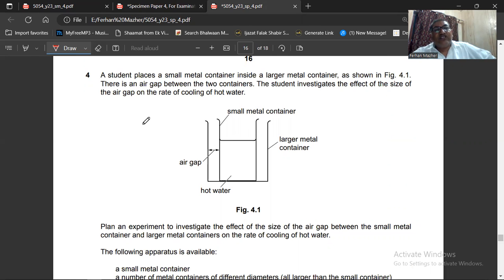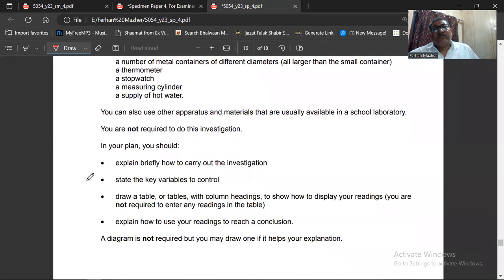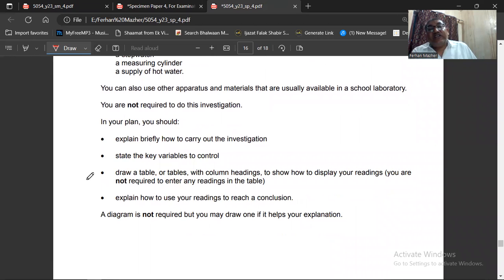Okay, so the question is: plan an experiment to investigate the effect of the size of the air gap between the small metal container and a larger metal container on the rate of cooling of the hot water. The following apparatus is available: a small metal container, a number of metal containers of different diameters larger than the small container, a thermometer, a stopwatch, a measuring cylinder, a supply of hot water. You can also use other apparatus and materials that are usually available in a school laboratory. You are not required to do this investigation.